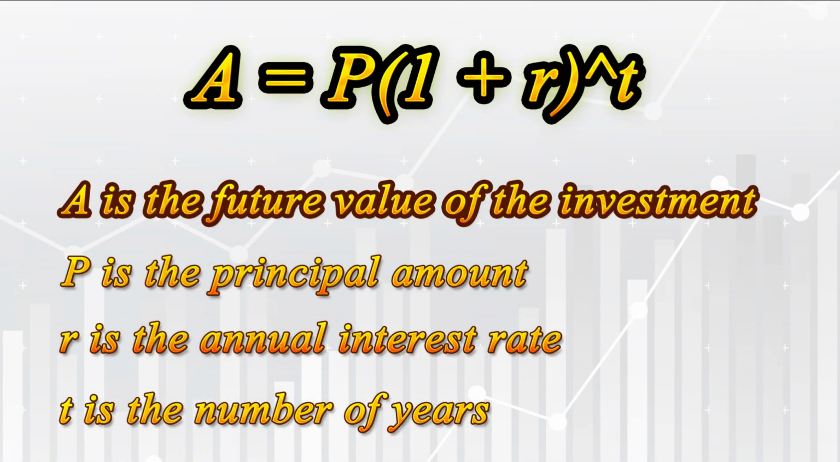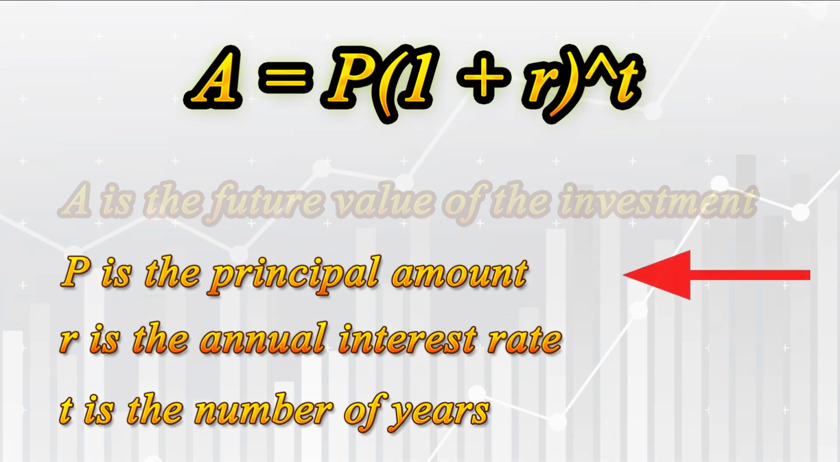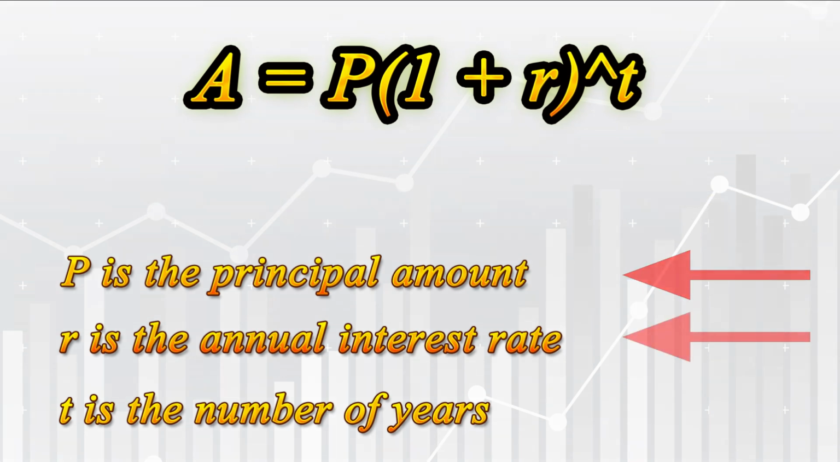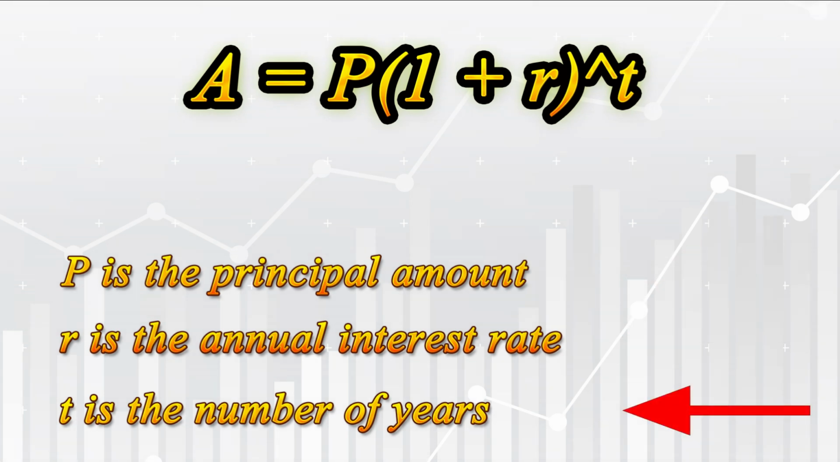From this formula, you can see the keys of compound interest: the amount of money you invest, the interest rate or return rate, and time.